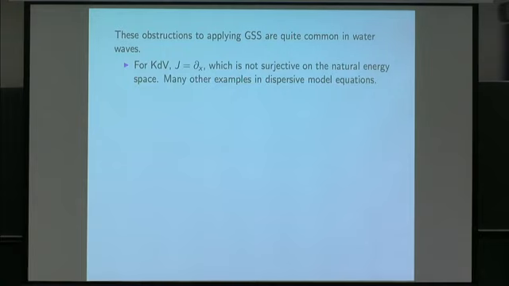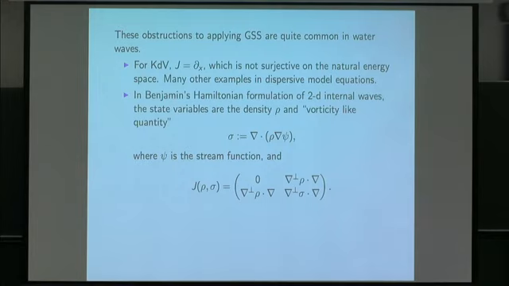All right, so KdV is a common example where you have a J that doesn't work immediately in this theory. There's other ones. So Benjamin has an interesting Hamiltonian formulation for internal waves where you have the density, rho, as one of the variables, and also this so-called vorticity-like quantity, which is given as the divergence of rho times the gradient of psi, where psi is the stream function. It's a very nice paper, actually. You have a formulation and you get J, which has a kind of strange form here. But clearly this is both state dependent and not surjective, I believe.